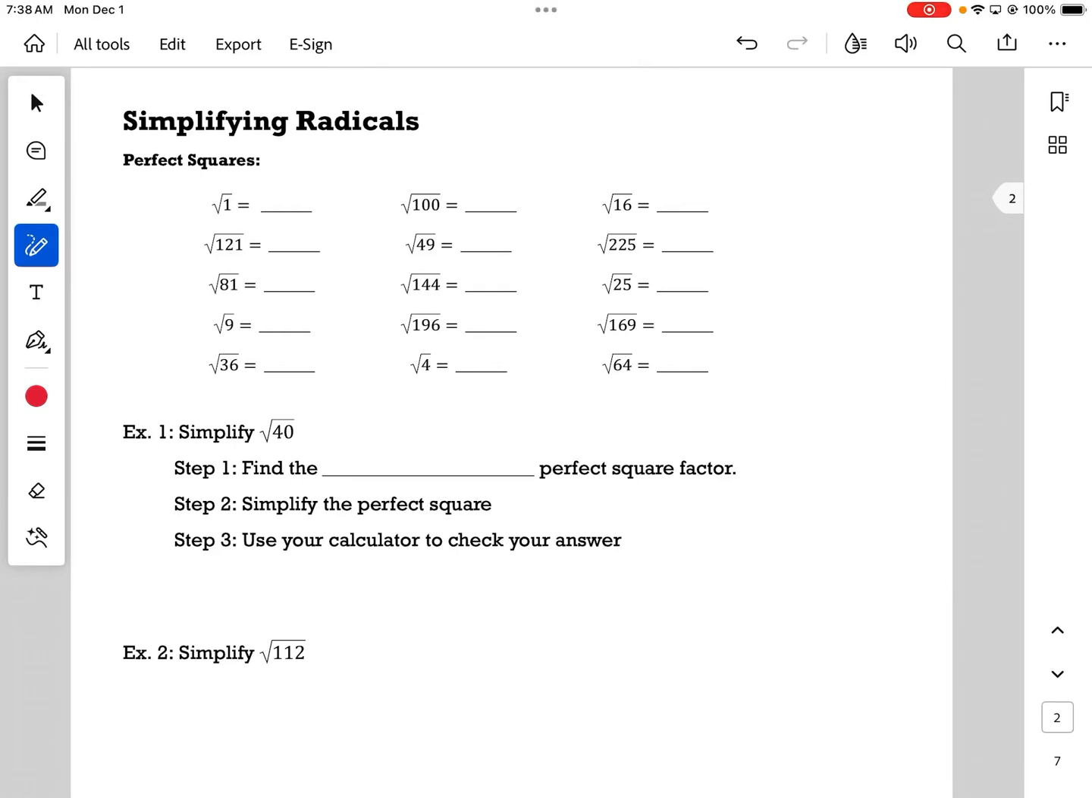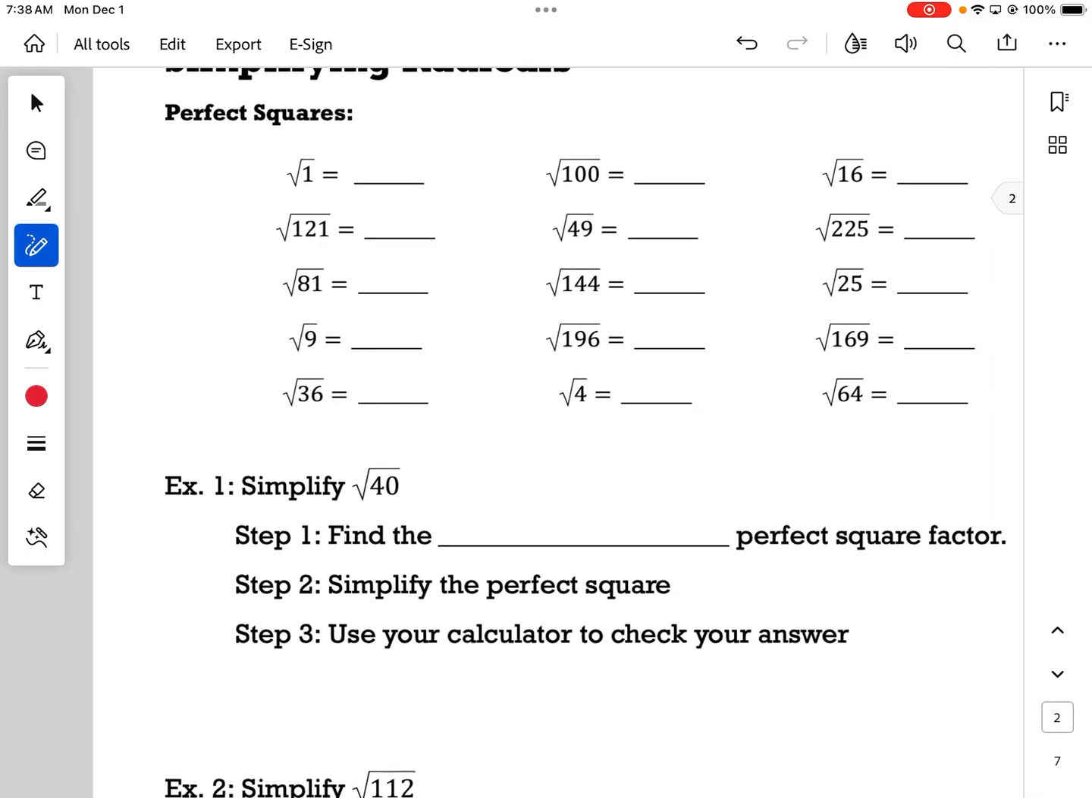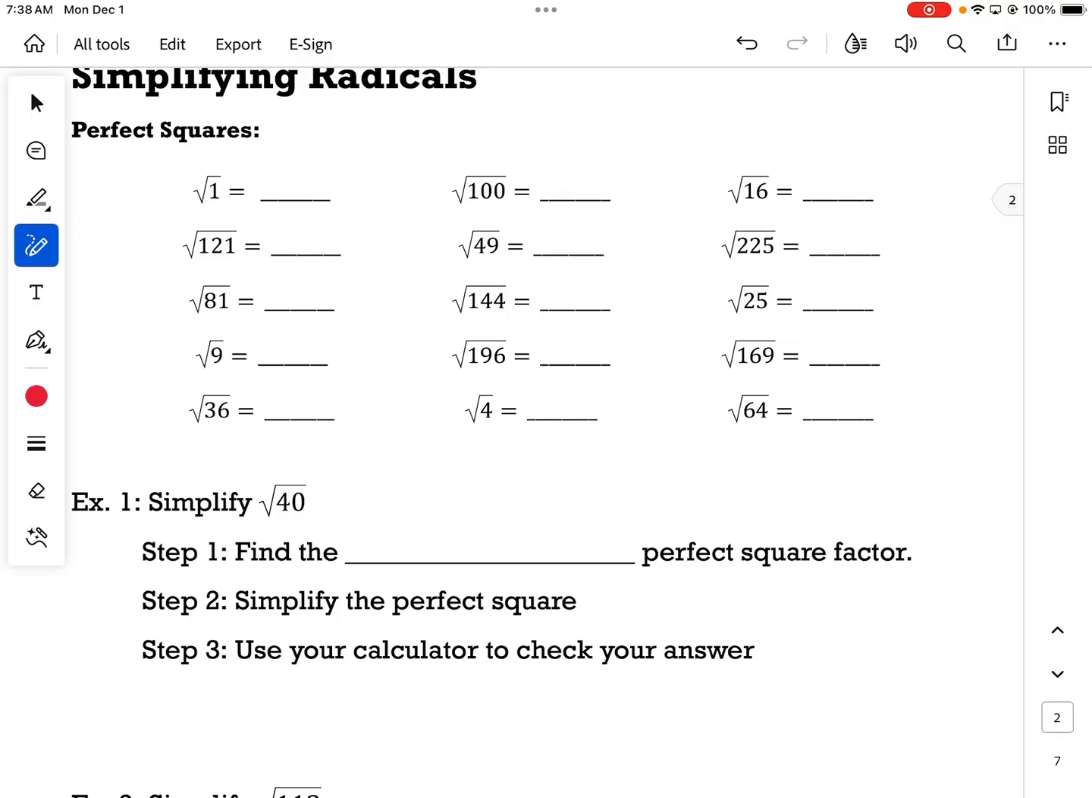Okay, we are going to simplify radicals. So a radical is a square root, or it could be any other kind of root. We're going to go ahead and do a little review on these perfect squares.